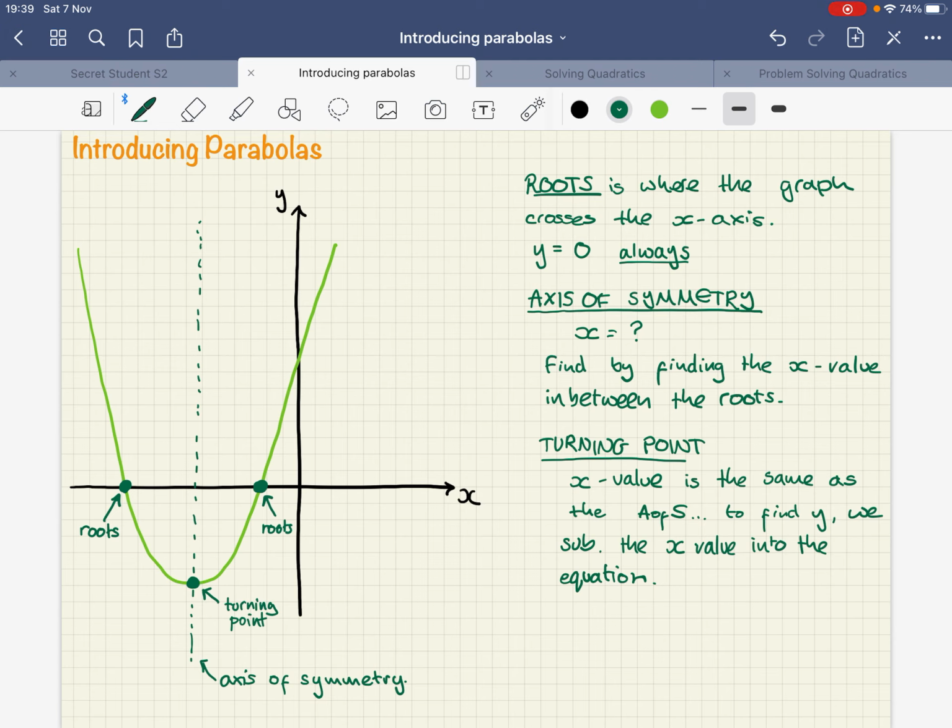And then one last thing, we would have come across it before, but at that point there, that is our y-intercept. And just to help us find out what the y-intercept is, we must always remember that x equals 0, always. So those are our key aspects that are used for introducing parabolas. So let's take a look at a couple of examples where we have to identify these elements.